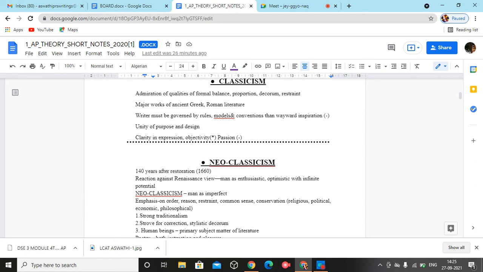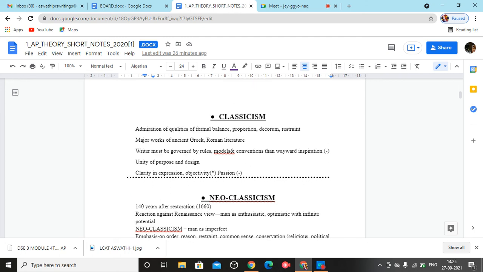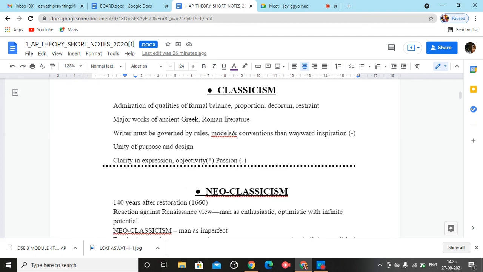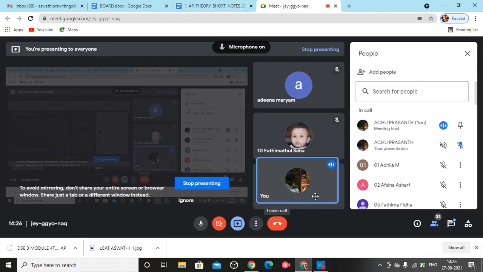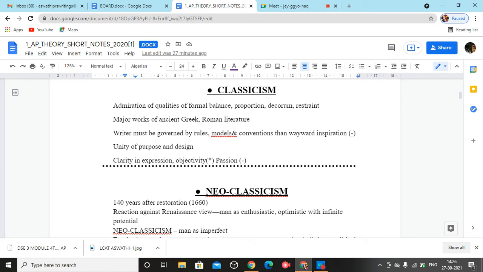Okay. Classicism: admiration of qualities of formal balance, proportion, decorum, and restraint. Normally, classicism as a term you have to check out. Admiration of qualities of formal balance, that's what is demanded by Plato. Proportion, decorum, restraint. So, proportion and decorum. Demanding of decorum is one of the major features of classicism. And restraint. Many restraints they impose upon the creative genius.